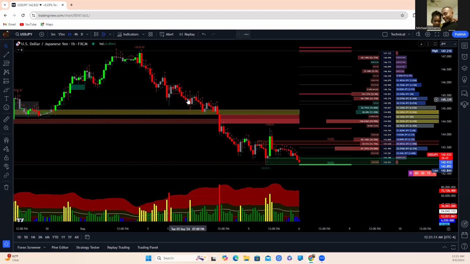Then pullback. Now you're going to have instances where you have a red candle in between, but this becomes more prevalent when we're trading from key areas and key zones. So as price comes in and out of our key areas, this can be a good indicator to take our buy and sell signals, if that makes sense.